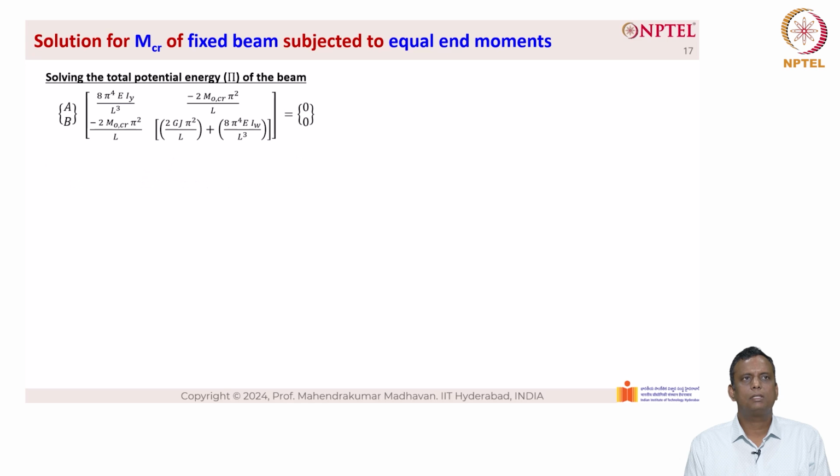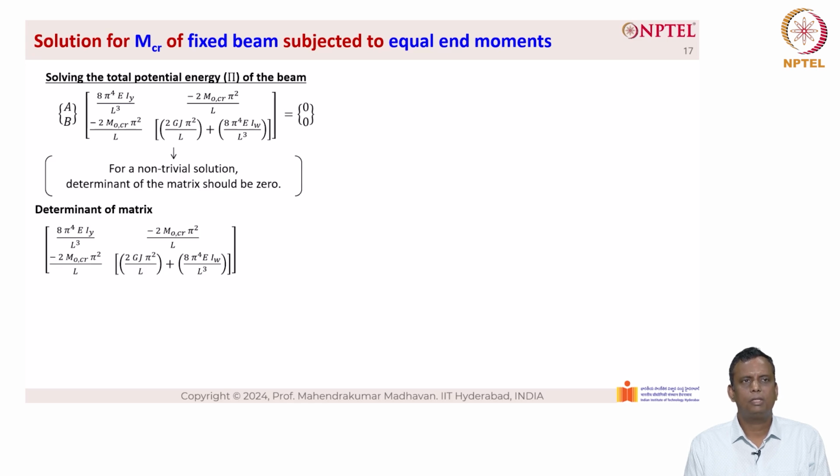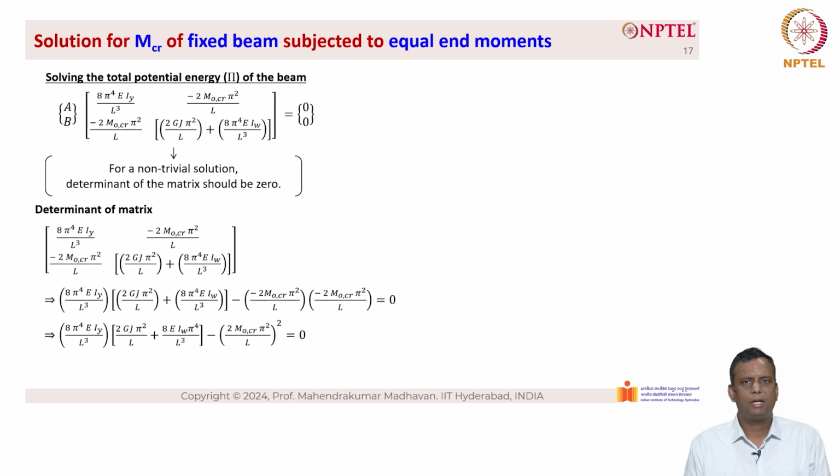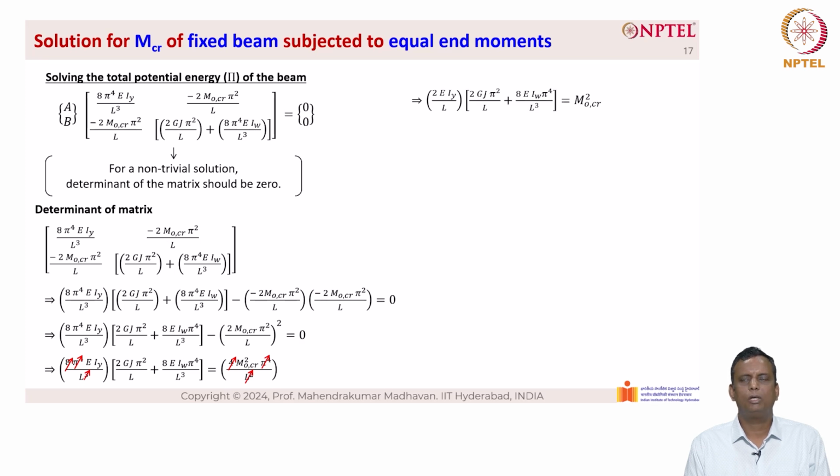Now for non-trivial solution, the determinant of this matrix should be equal to 0. So we find out the determinant of the matrix here and we simplify it, as you can see from the equations here. It's simply algebraic simplification. So when we simplify this further, we have 2 EIY divided by L into (2 GJ pi square by L plus 8 EIW pi power 4 by L cube) is equal to M naught square critical.